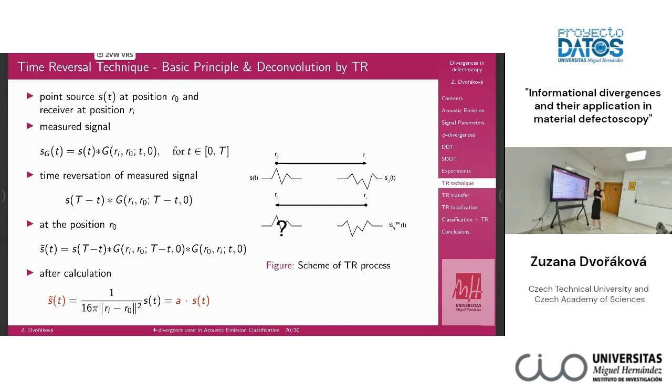And the question is what we will measure here. Again, we measure signals, which is the result of the convolution of the source signal and the Green function. But after some calculation, we obtained that these signals are proportional to the source signals. So it's not exactly the same.